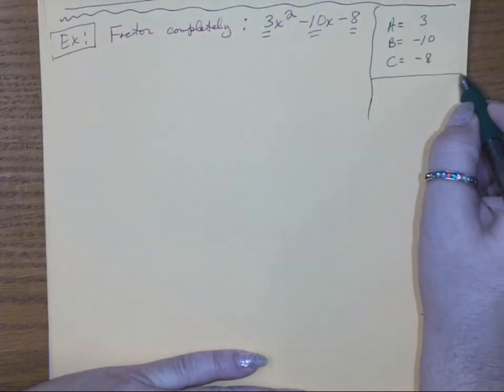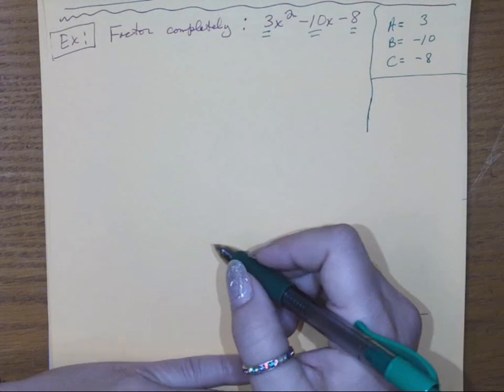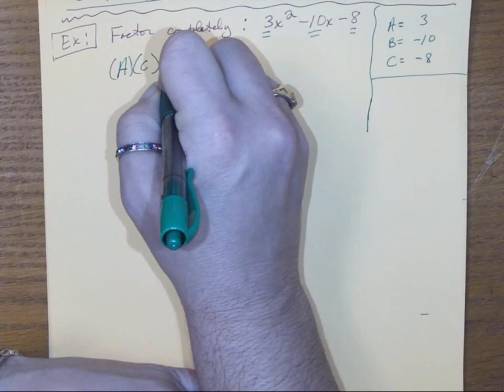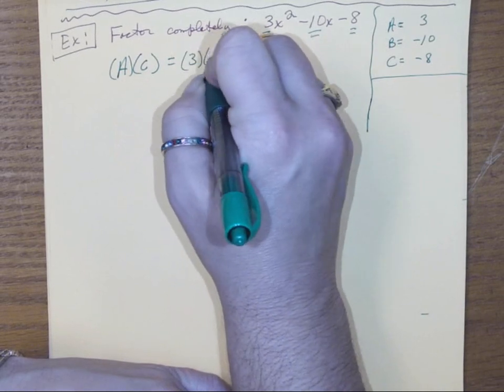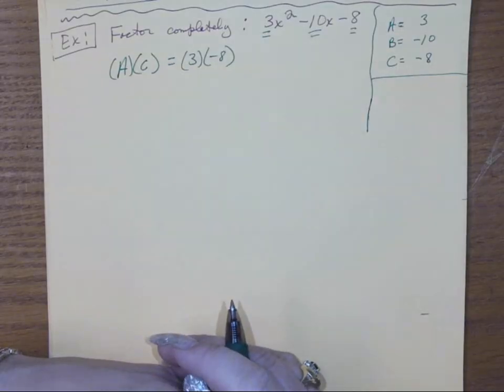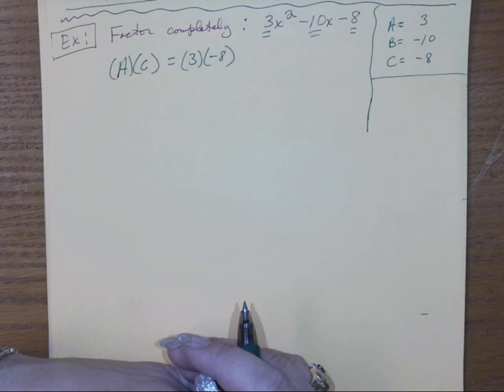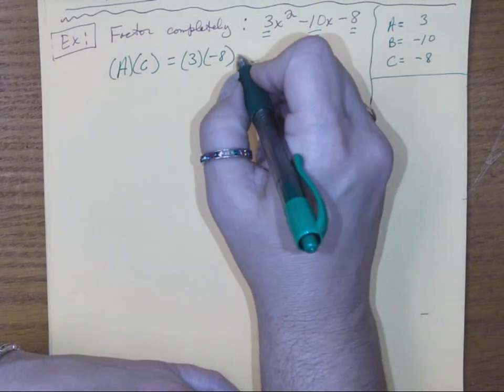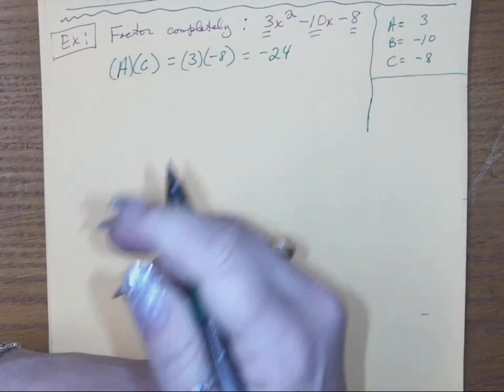A, B, and C. Okay, so if I agree with that, then A times C is going to be 3 times negative 8. And I started throwing in a bunch of parentheses here, because I see a negative sign in there. So I want to make sure I do it right and everything's represented properly. So as I do that, I say that's a negative 24.